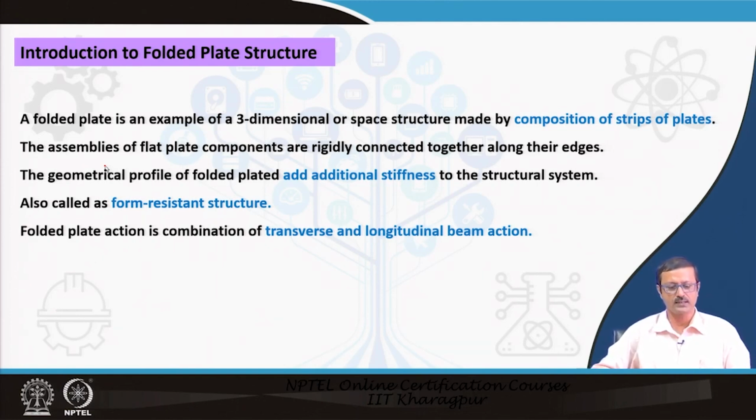Here the folded plate is an example of a three dimensional space structure, which is a composition of various strips of plates, and these plates are very rigidly placed with one another, together with a kind of rigid connectivity. It gives a very firm resistant structure also. If you change the orientation of each plate with the other, it will give you rigidity. We will see how we can prove that it gives you rigidity.